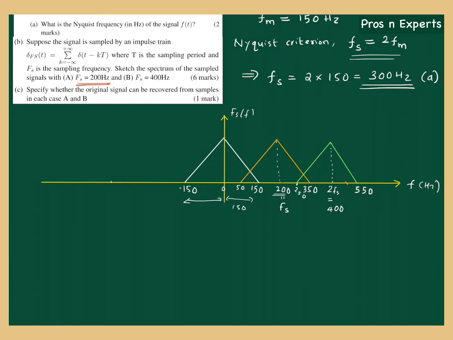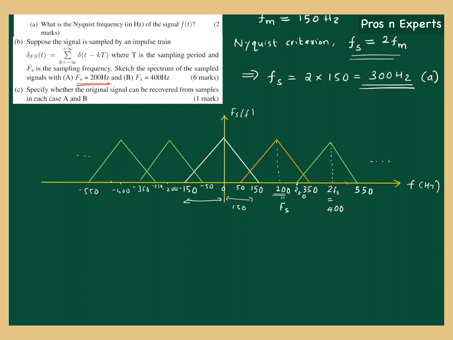Okay, right. And the same thing happens on the negative side also, like this. Again the values will be similar. This is minus 50, this is minus 200, this is minus 350, and here it will be minus 250, this is minus 400, this is minus 550, and so on. This continues. Okay, so this is the sampled signal spectrum when this signal is sampled at 200 hertz.